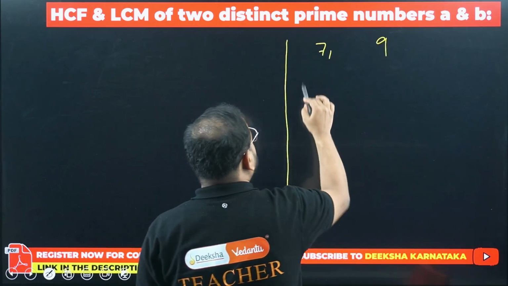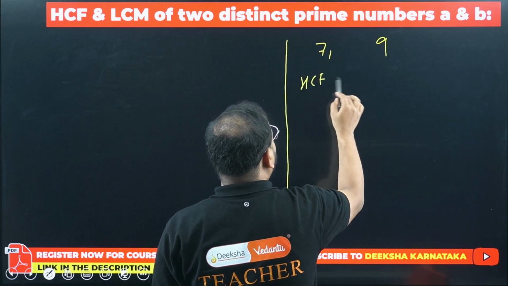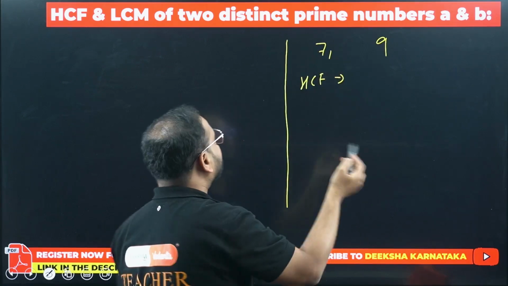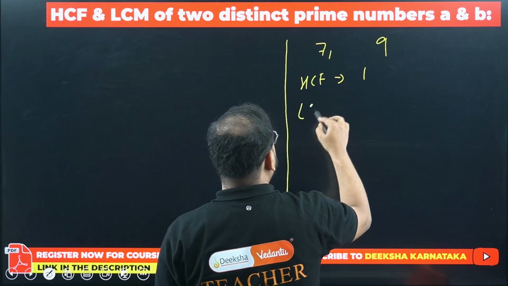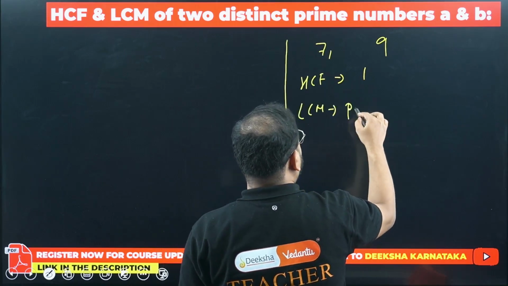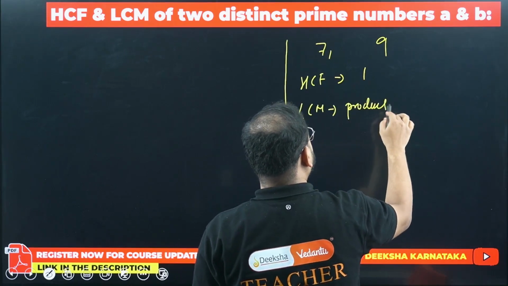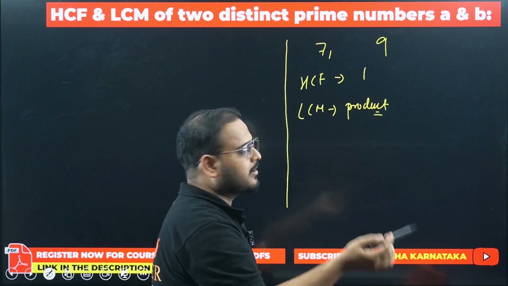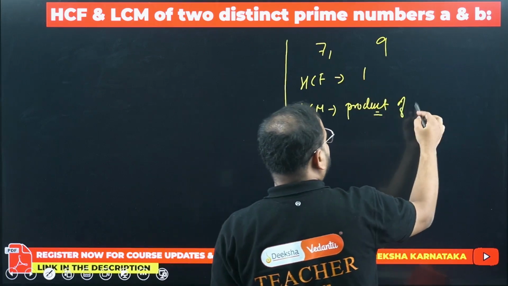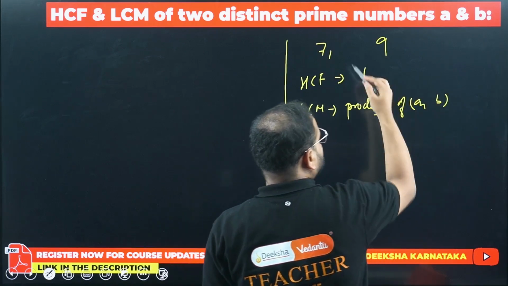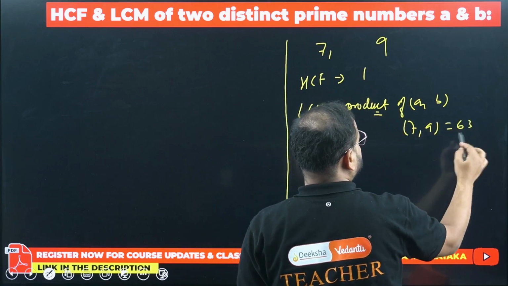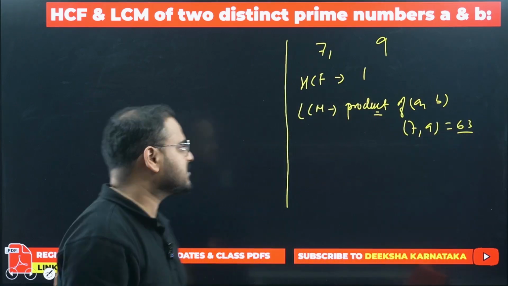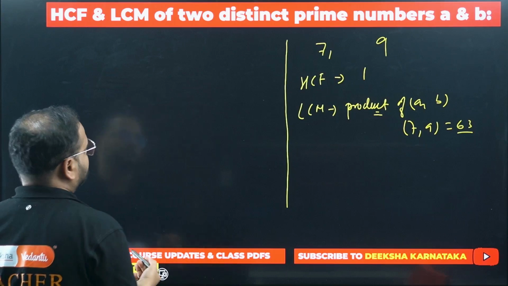What is HCF? I said no common factor. Distinct numbers means no common factor. If there is no common factor, what is HCF? 1. What is LCM? You take the product. What's the product of this, bacha? Tell me. Product of A and B. What is A? 7 in this case. So 7 and 9. What is that answer? 63. Achha, one more property holds here, which is what?